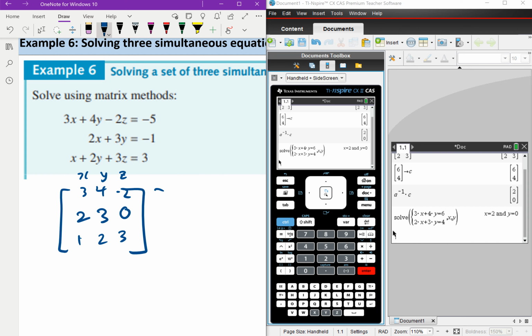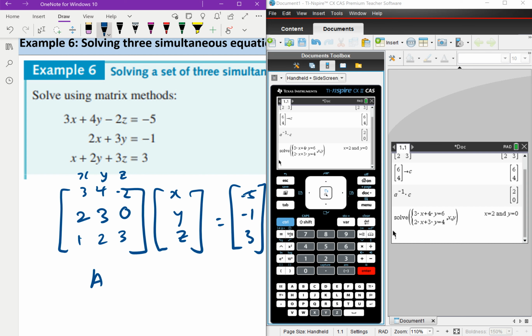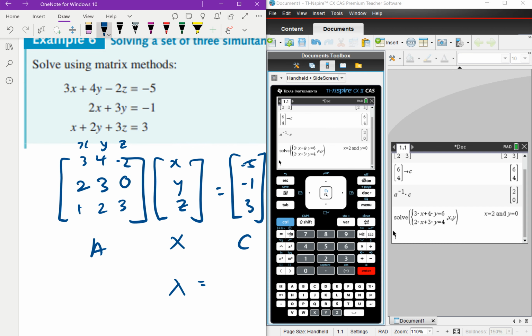What's your X matrix? It's X, Y, Z based on the order they've given it to you. So X, Y, Z. That should give you the resulting matrix, -5, -1, 3. And again, you can do that on your CAS. Label it as A, label it as X, label it as C. Then your formula should then be X equals A inverse times C. And you'll be able to get it.